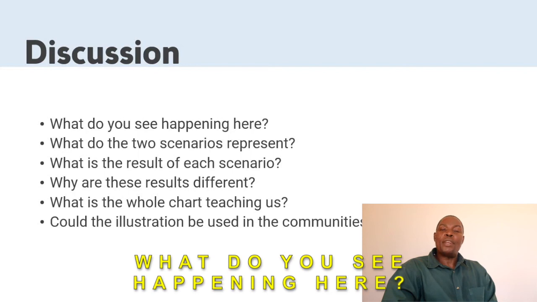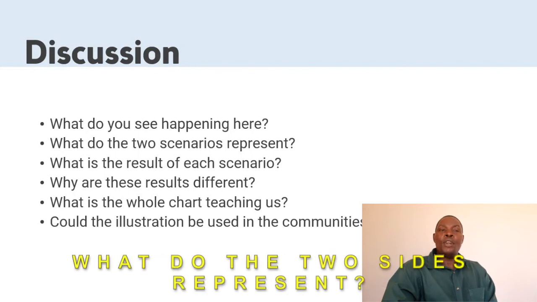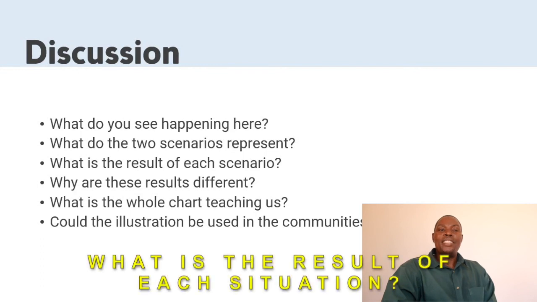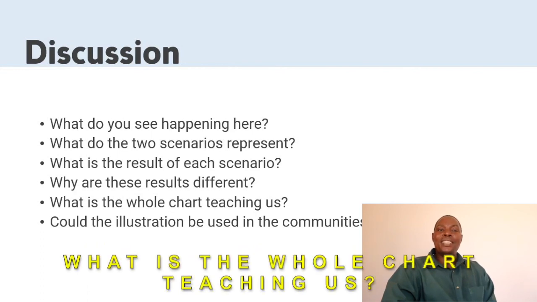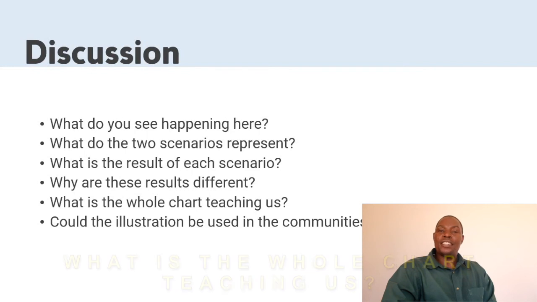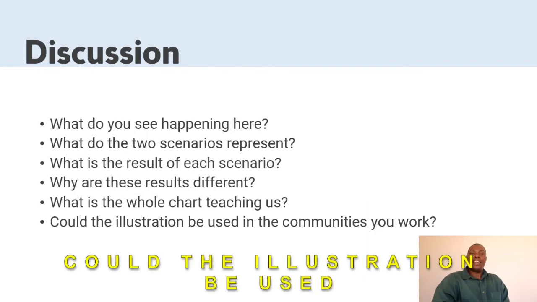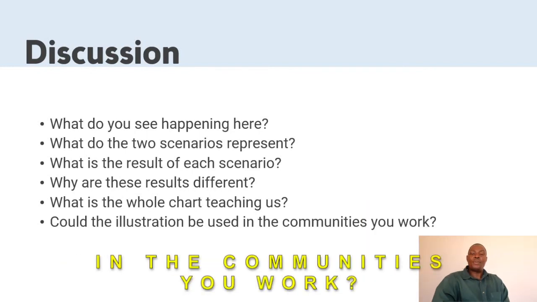What do you see happening here? What do the two sides represent? What is the result of each situation? Why are these results different? What is the whole chart teaching us? Could the illustration be used in the communities you work in?